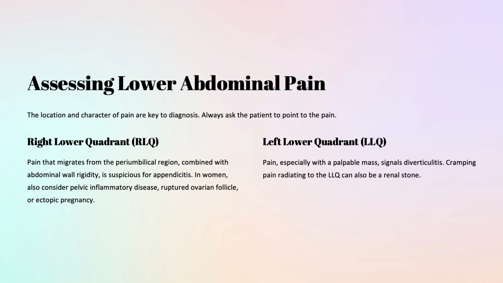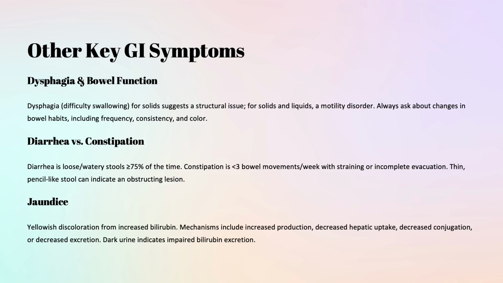Among women, you need to consider certain gynecologic diagnoses such as pelvic inflammatory disease, a ruptured ovarian follicle, as well as ectopic pregnancy. In contrast, for left lower quadrant problems, pain, especially with a palpable mass, could signal diverticulitis, for example, in the sigmoid colon. Okay? While cramping radiating to the left lower quadrant could also be a renal stone.